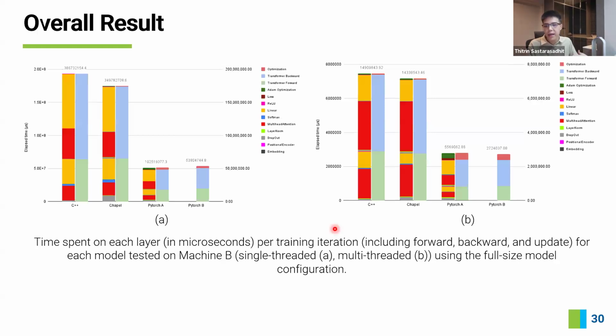And the reason it has a faster linear layer is just that it's better at matrix multiplication at that specific size I mentioned before. Overall, Chapel wins by a little bit. You might not be able to see it here, but the ReLU layer and the layer norm here are quite observably slower than C++.